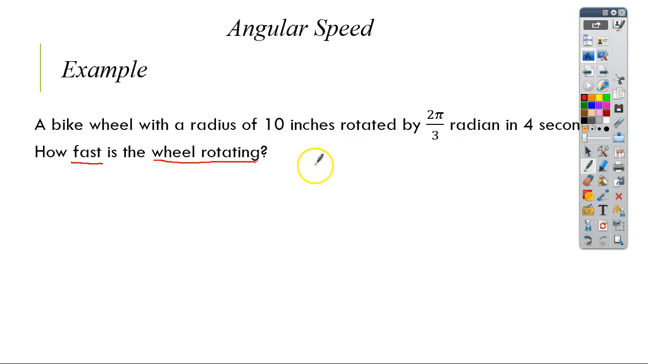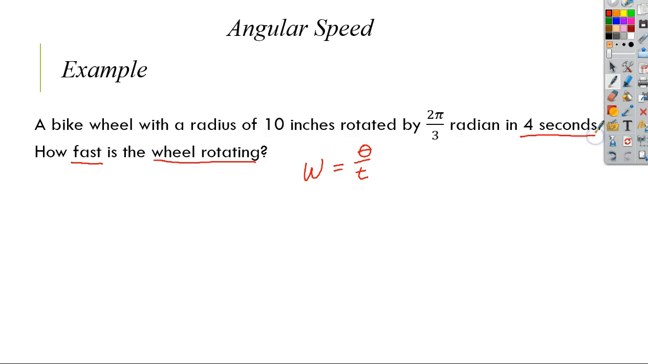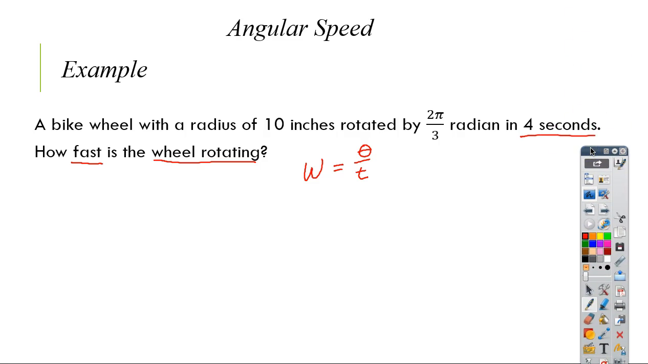So when I know that my omega is equal to theta over t, they give me time. I can easily find out. Look, here it is, 4 seconds. So there's my time. That's going to be t. Do they give me my theta? They do give me my theta. Because remember, theta is in radians. So did they give me it right off the bat? You betcha they did. There it is.